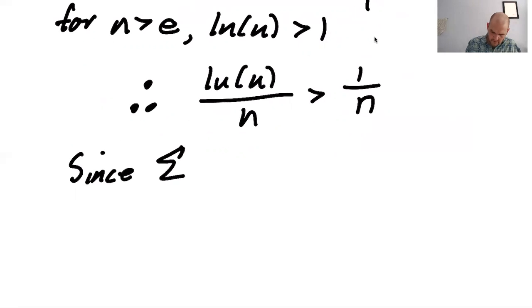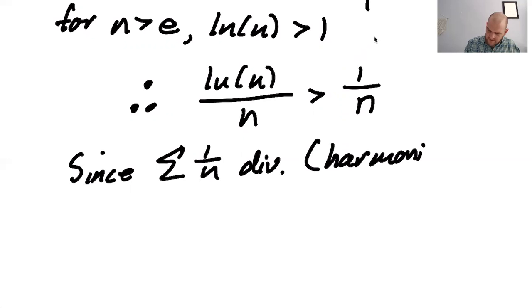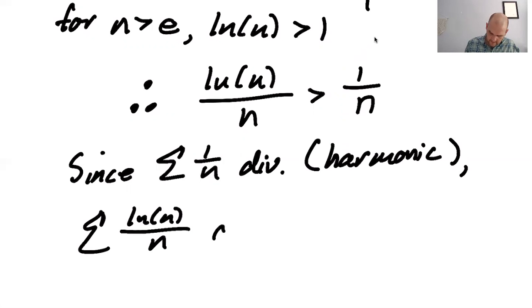since the sum of 1 over n diverges, and I'm going to say it's harmonic. You could also say it's p equals 1, which would make it diverge. So harmonic, the sum of natural log of n over n diverges by direct comparison.